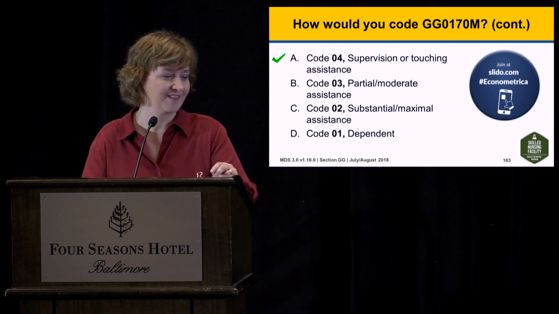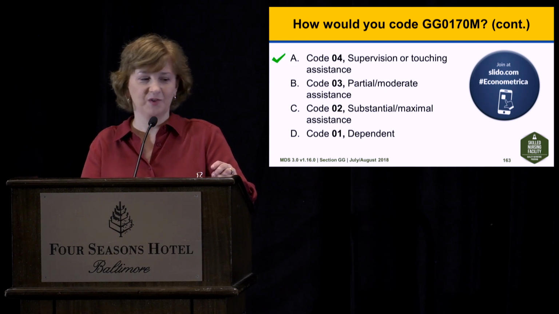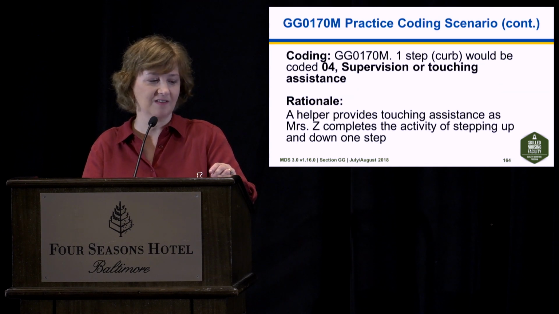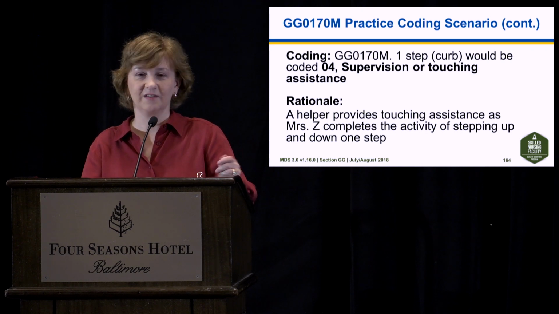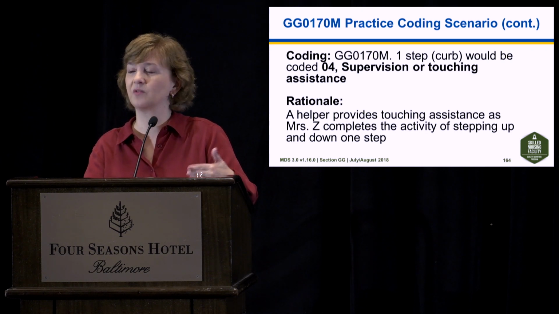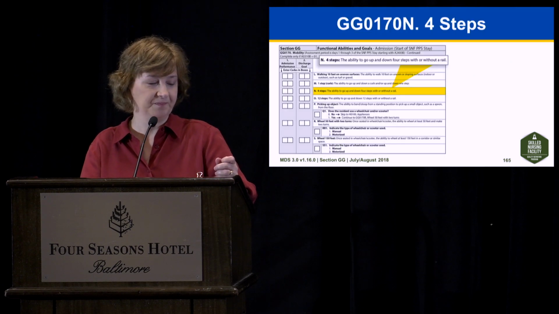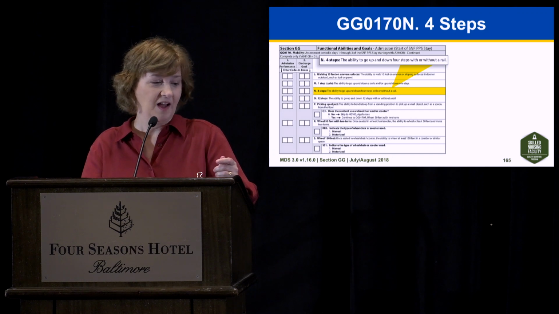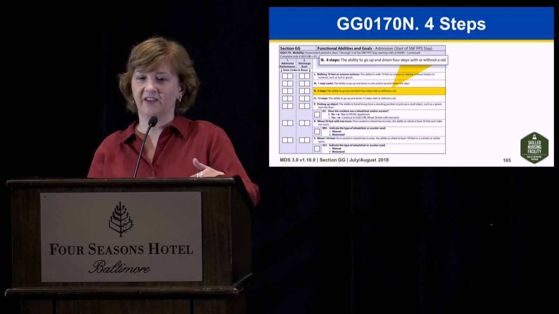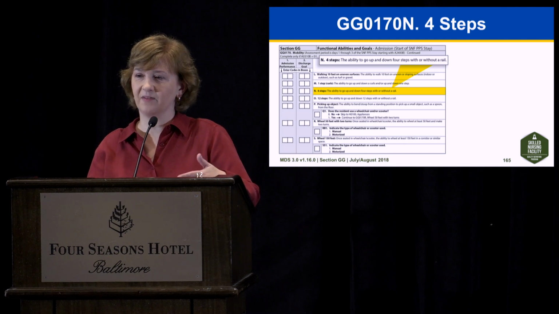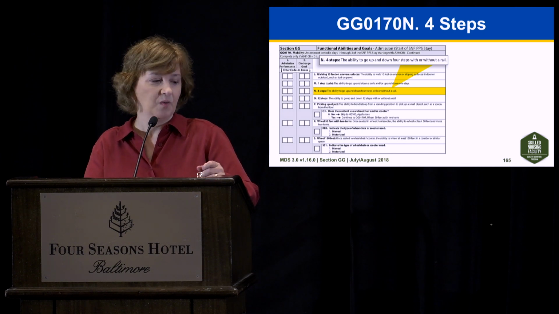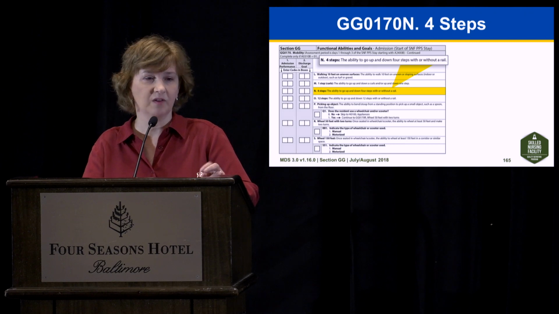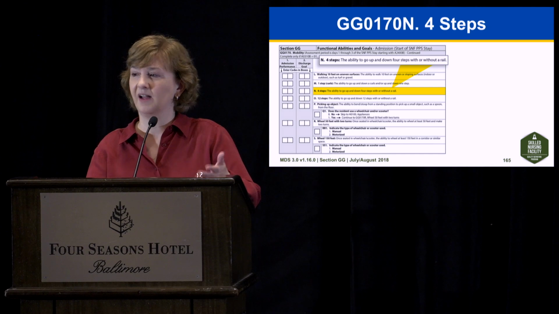Okay. All right, so it looks like most of you coded 04, and I do agree with that, supervision or touching assistance. And again, the rationale being that it is touching, steadying assistance being provided as the person goes up and down one step. So now we're moving on to the next step activity. This is 4 steps. So many homes have 4 to 6 steps, and so this is why this particular item was added to the data set. So this relates very simply to going up and down the 4 steps with or without a rail as appropriate for an assessment.